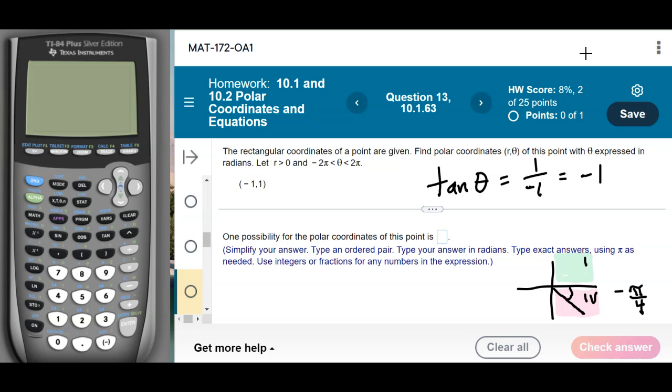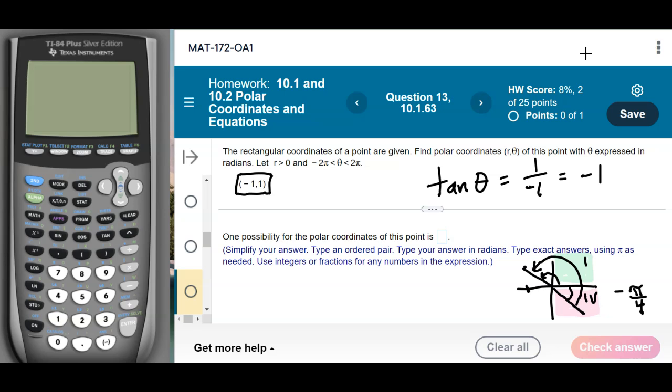But the problem is this point is not in quadrant 4. Negative x, positive y, that means we went this way in the x direction, negative, and then we went up. The point we're actually looking for is over here in quadrant 2. And so one of the things we could do is start with that negative pi over 4 and then add pi radians to rotate us from quadrant 4 into quadrant 2. That's a possibility. We could do that.